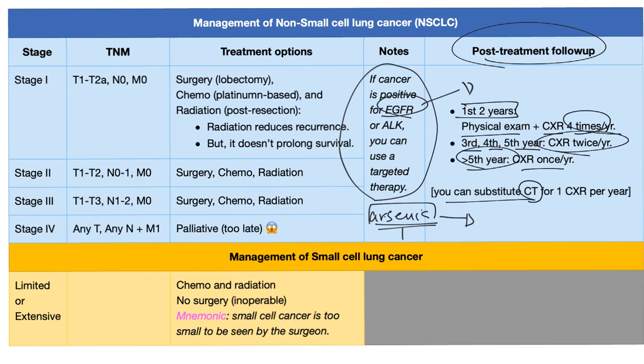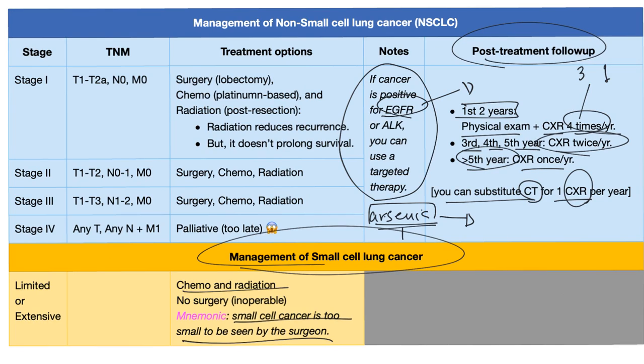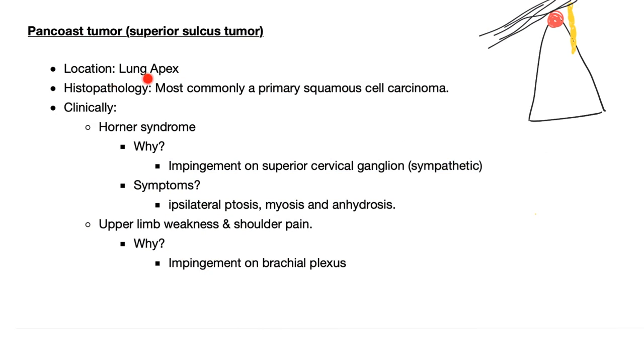You can substitute a CT scan for 1 chest x-ray per year. So during the first 2 years, instead of chest x-ray 4 times a year, you can do 3 chest x-rays and 1 CT scan. How to manage small cell lung cancer: chemo or radiation. It's inoperable, it's too small to be seen by the surgeon. Pancoast tumor location: a tumor on the lung apex.